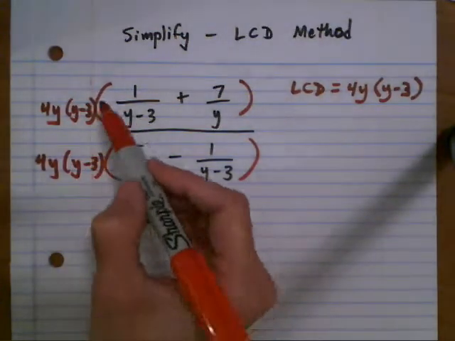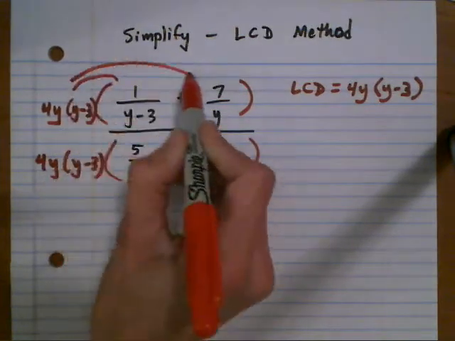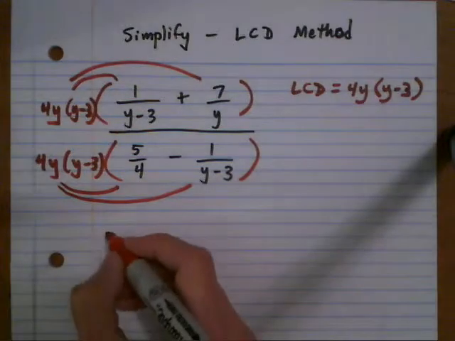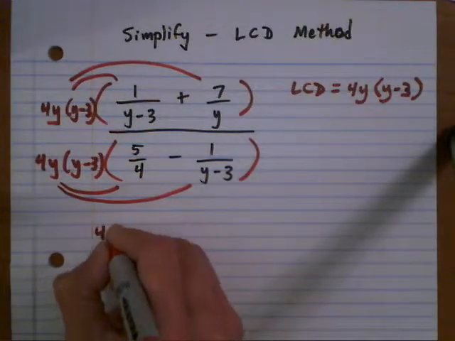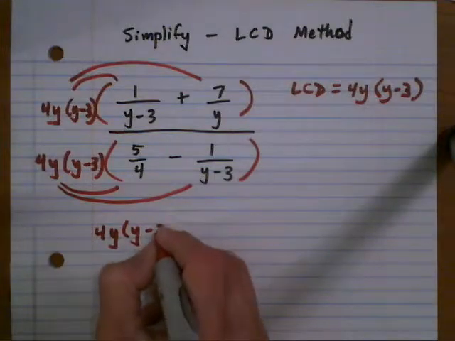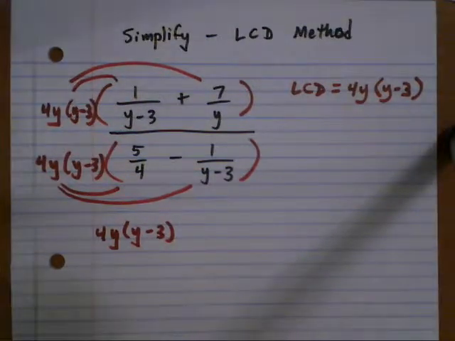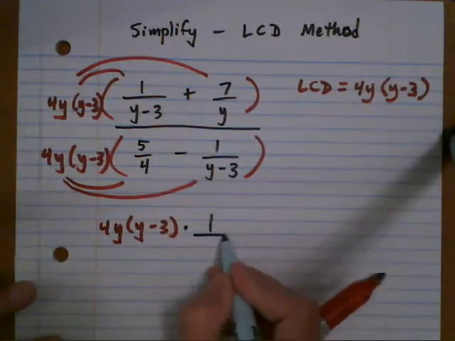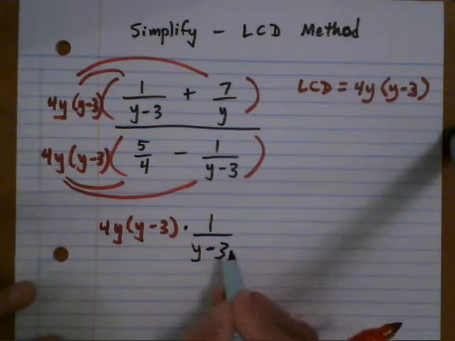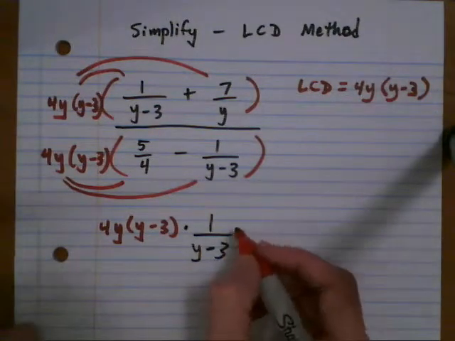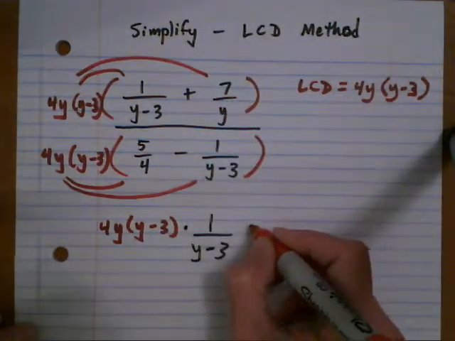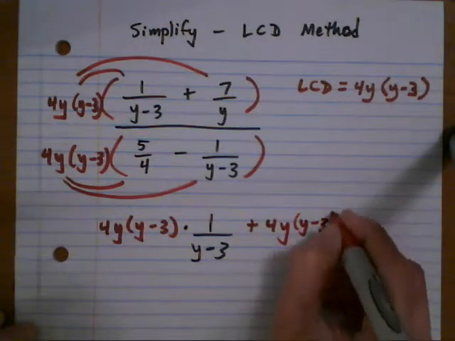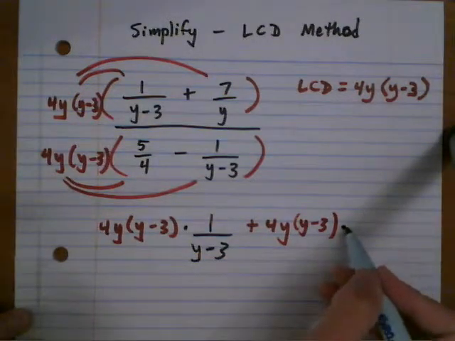And when we do that, that means that the LCD distributes to each term, top and bottom. And that gives us 4y times y minus 3 times this first term in the top, 1 over y minus 3. And then we have, again, the LCD distributing to the 7 over y. So we have plus 4y, y minus 3 times 7 over y.